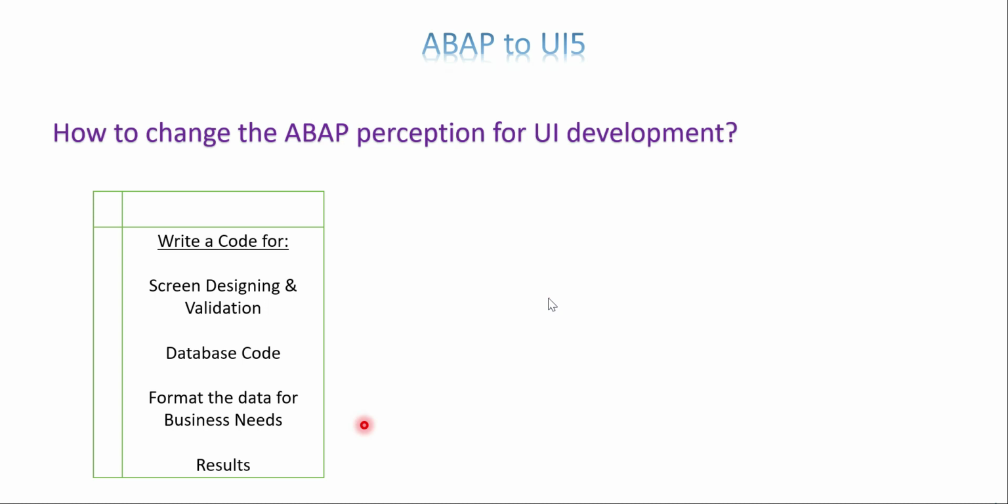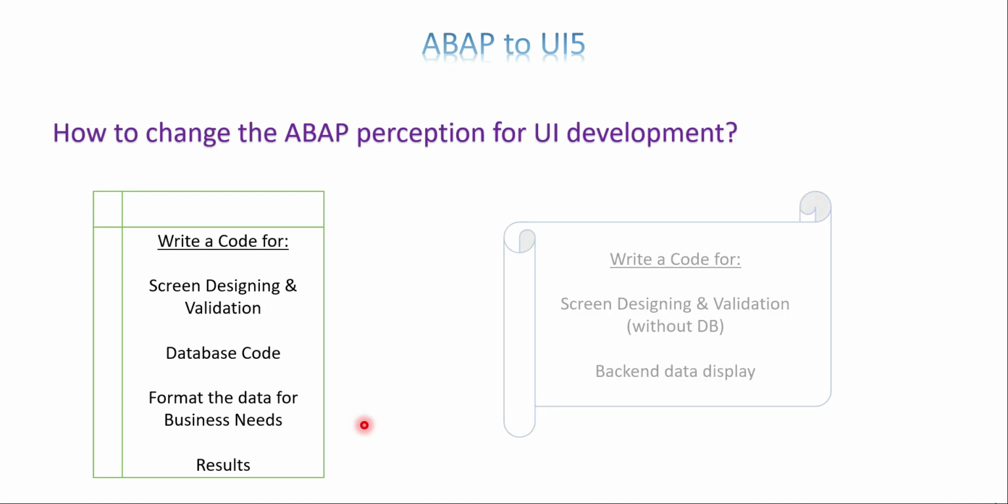The results may be a report or a screen, whatever it is. So this is the main agenda of an ABAPer, right? Why do you write code for this? For a business requirement, I want to develop something inside a GUI, and for that I am doing everything in my editor.